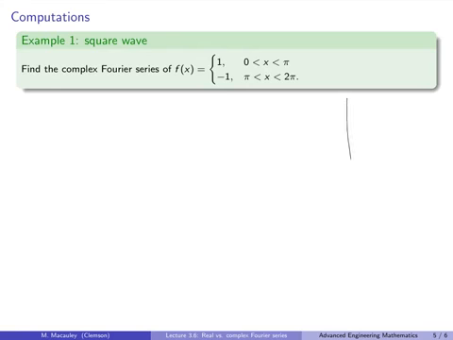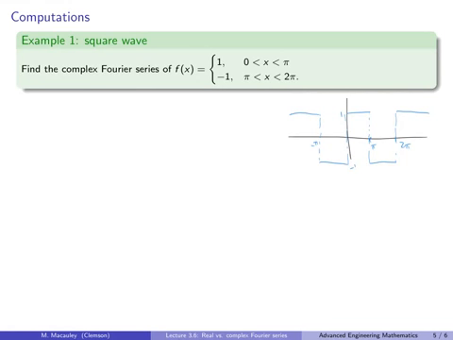Let me sketch this. So here it is. Now we've computed both the real and the complex Fourier series of this guy before. So we know how to do this, but I'm just going to show you how to compute the complex Fourier series from the real series. So this is pi, this is 2 pi, this is negative pi, and this of course is 1 and negative 1.